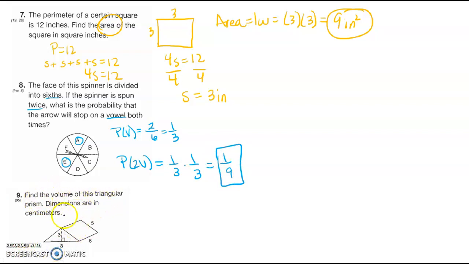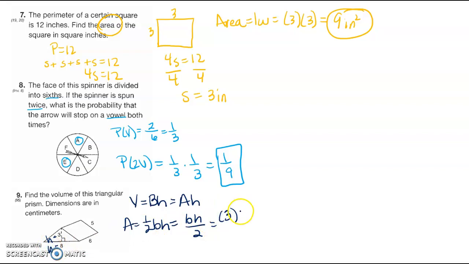Find the volume of this triangular prism. Dimensions are in centimeters. So remember that volume is equal to the area of the base times the height. Sometimes I write this as big A times height. And here the area of the base is going to be the area of a triangle, because my base is shaped like a triangle here. So I have 3 as my height of the triangle and 8 is my base of the triangle. So let's see, 3 times 8 over 2 is 24 over 2, which is 12.